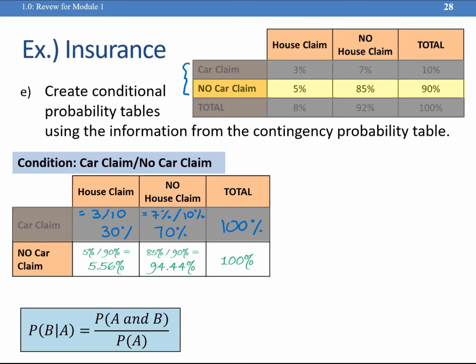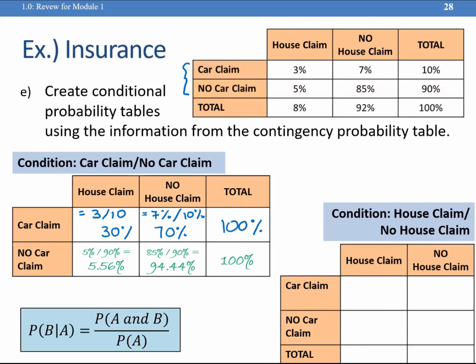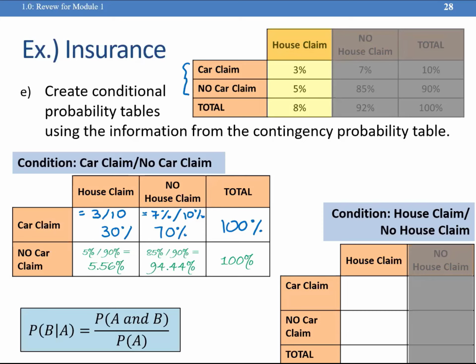But you can also have a condition of house claim or no house claim. We're not obligated to make it work out in rows. You can also do the same structure with the condition as a column. Now, when we do that, we're going to isolate house claim as our new condition and ignore everything else in both tables. Now our new total is going to be 8%.